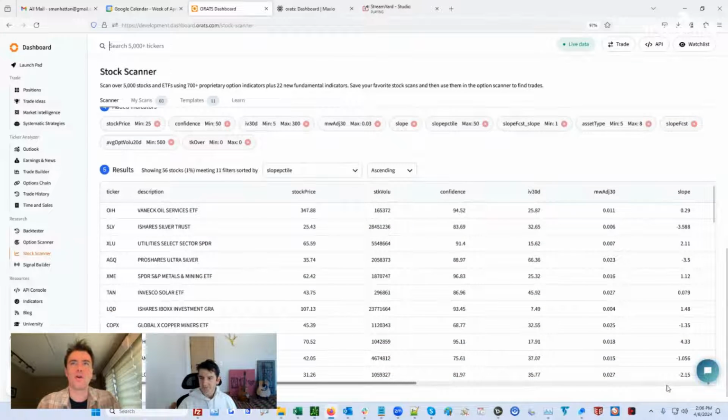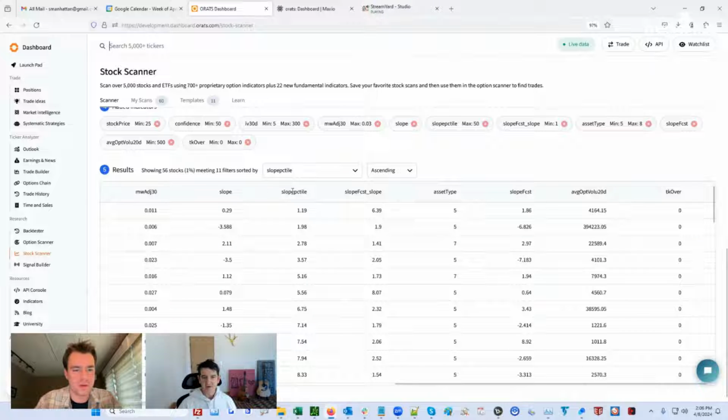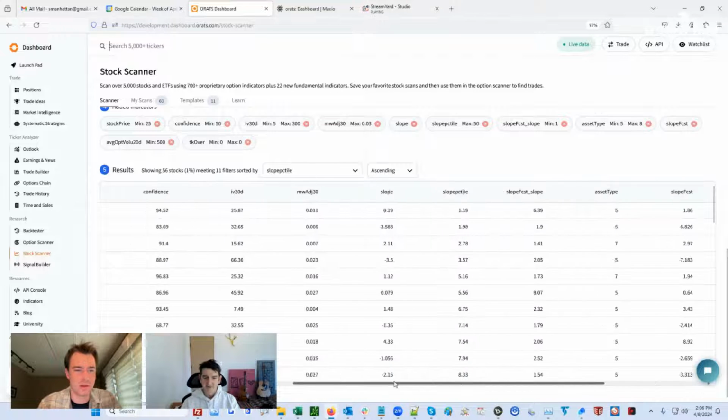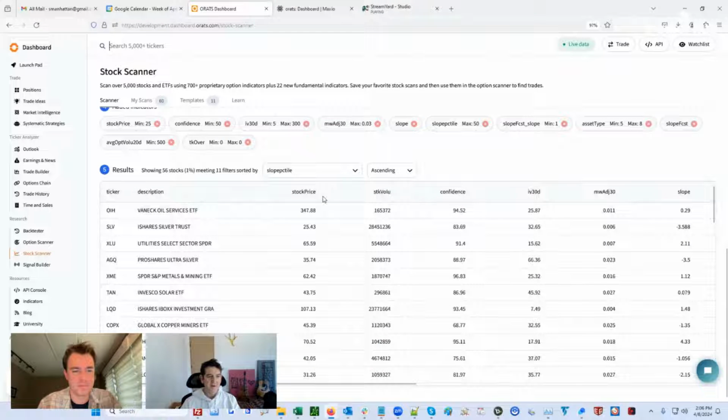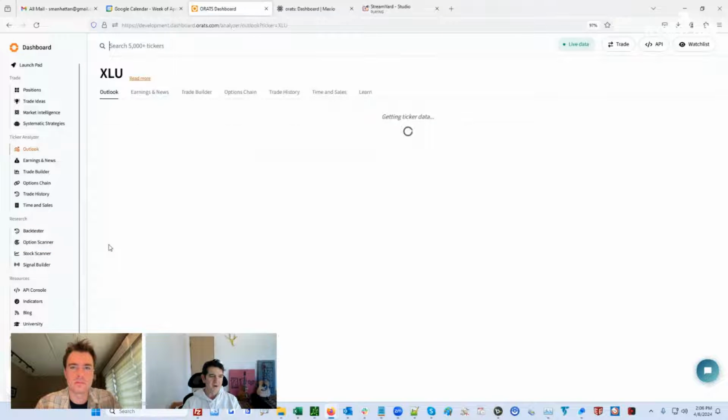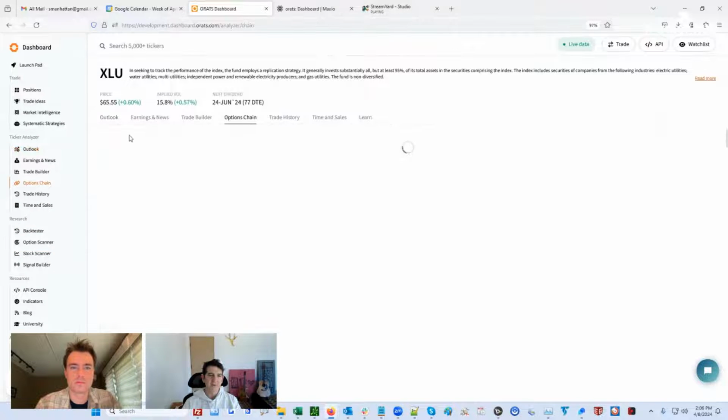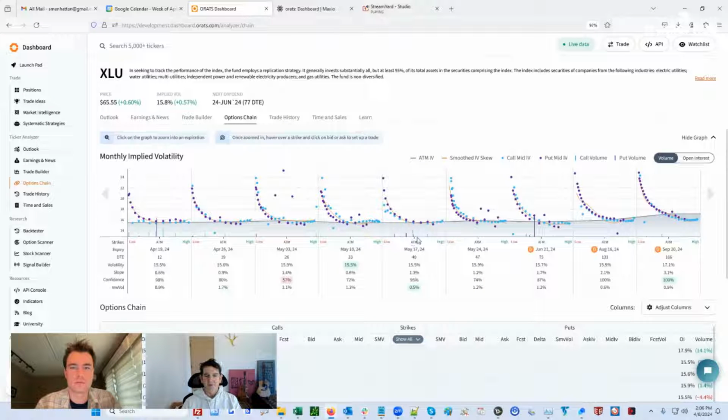Can we go over real quick, just for the newer viewers, sort of what slope means, what the percentile means, sort of how it relates to the skew and how to trade it? Yeah, good question. So I think the way to look at that, here, I'll click on XLU and we'll go over to the option chain. So slope is, let me see if I could get a drawing tool here.